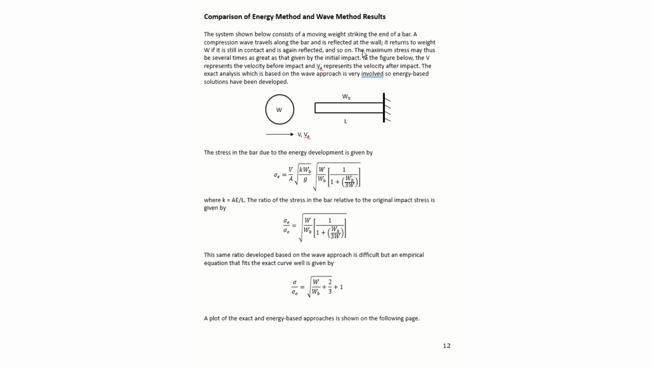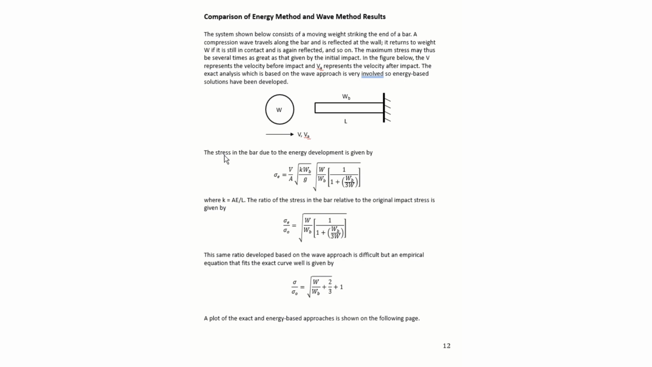The maximum stress can be several times the initial impact stress, and that's what we'll see below. In this figure, the V right here represents the velocity before impact, and VA represents the velocity after impact. And the exact analysis, which is based on the wave approach and is very challenging, gives us a solution that we can obtain.